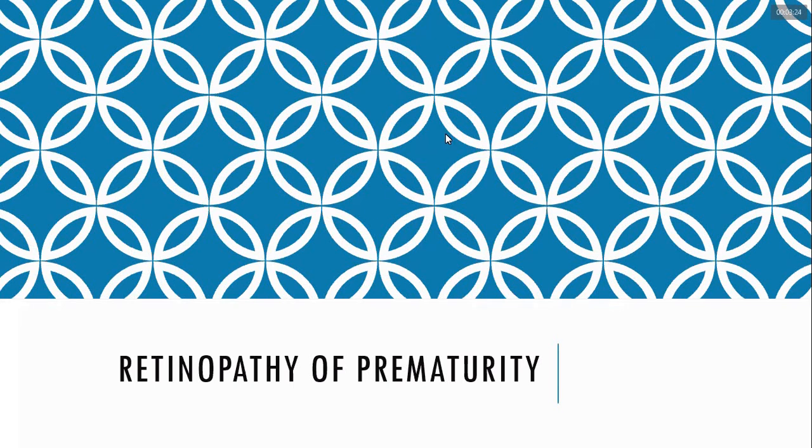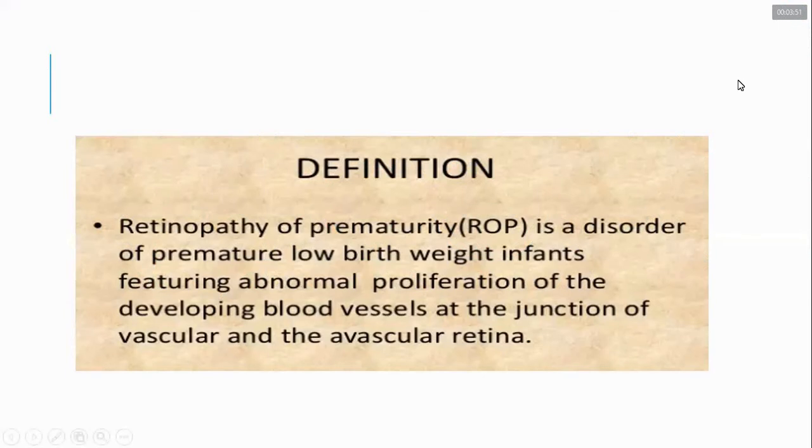Okay, today we will discuss grossly about the retinopathy of prematurity and a few lines about retinitis pigmentosa. So, retinopathy of prematurity is a disorder of premature low birth weight infants featuring abnormal proliferations of developing blood vessels at the junction of vascular and avascular retina. So, in the retina's layers, there will be abnormal proliferations of the blood vessels.